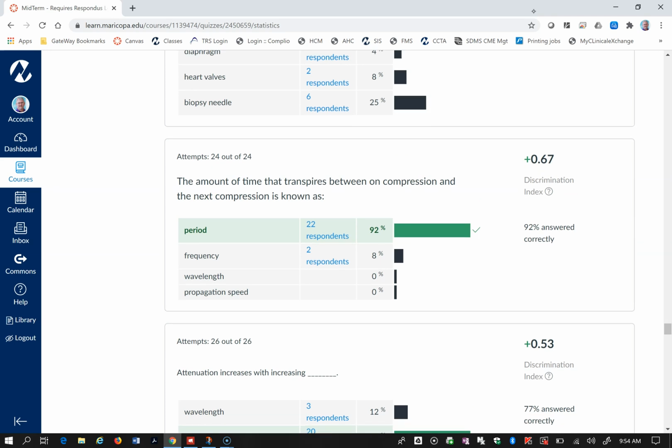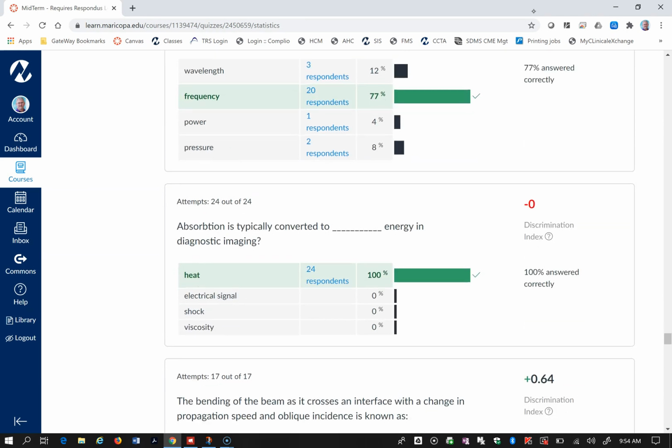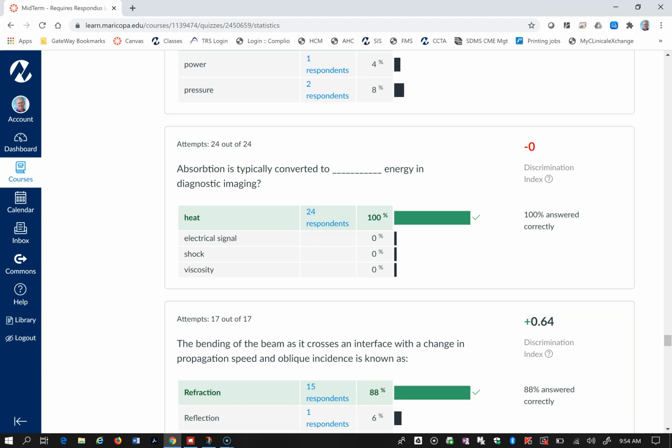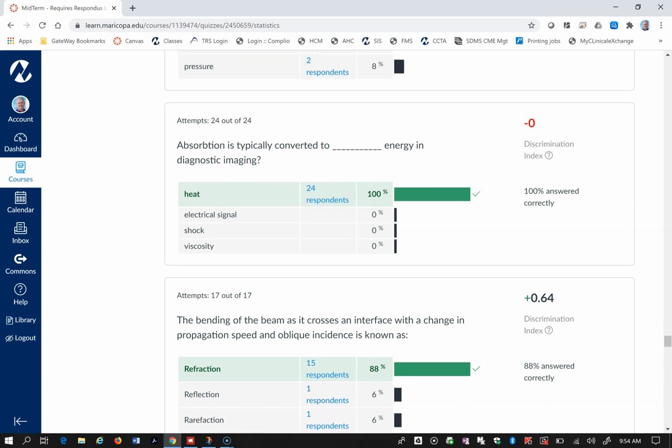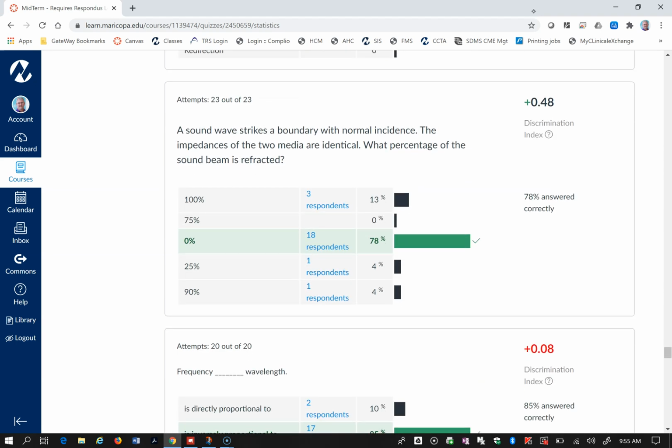Very good. The amount of time that transpires between one compression and the next compression is known as the period. Attenuation increases with increasing frequency. Correct. Absorption is typically converted into heat energy in diagnostic imaging. So everybody got that correct. That's nice to see. The bending of the beam as it crosses an interface with a change in the propagation speed and oblique incidence is known as refraction. That's from Snell's law.